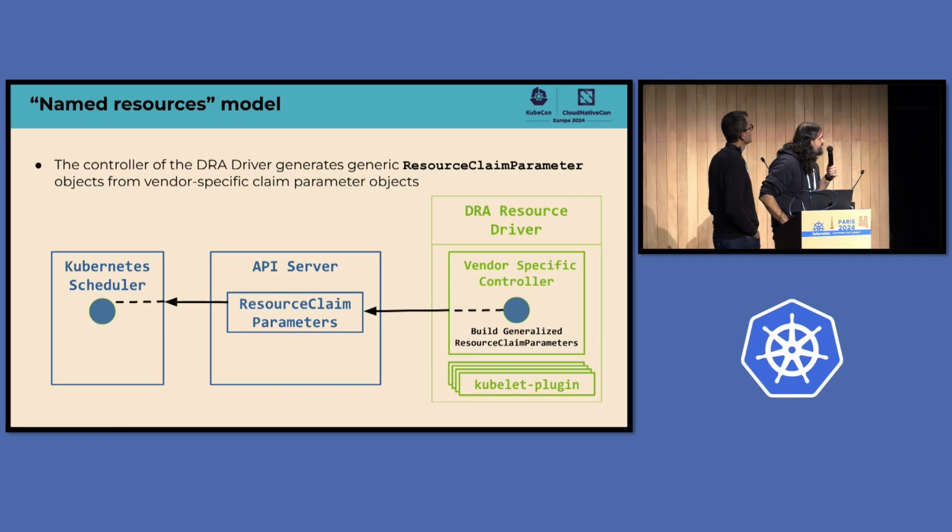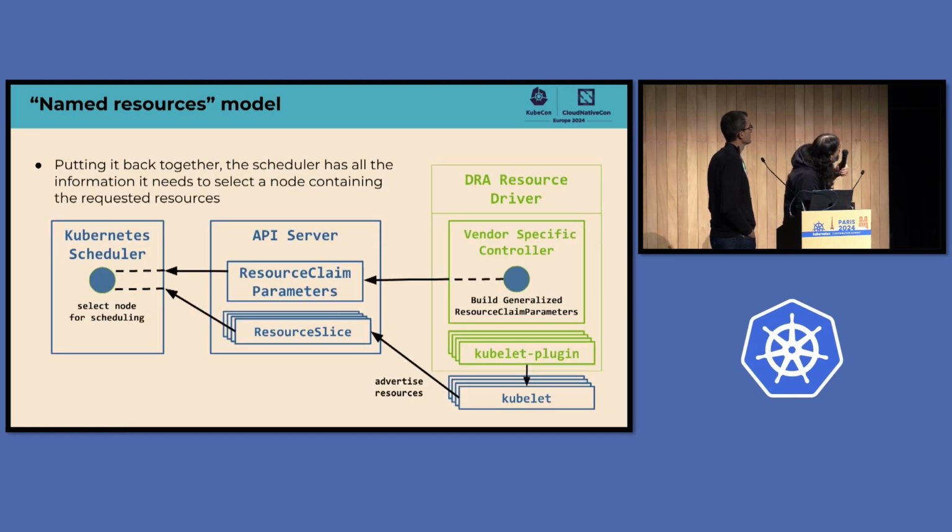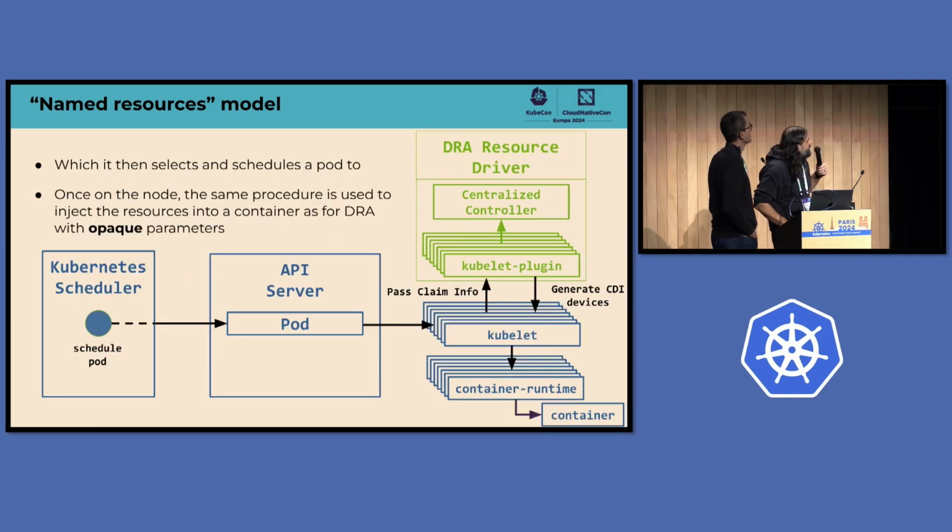And then this is, from that picture from before, that upper half of what Patrick showed, where we've got our resource driver with the controller piece, and this mechanism now to turn these vendor-specific claim parameters objects into generic resource claim parameter objects that the scheduler knows how to read and interpret. With both of those in place, putting this back together, the scheduler now has all the information that it needs in order to actually select a node and eventually schedule that pod to the node. When it does that, it follows the same procedure as it would have done for opaque parameters. So we schedule the pod there, and then the pod lands there, and the kubelet goes back and forth with the kubelet plugin to have it actually prepare the resources, and then eventually passes that onto the container runtime and launches the container.